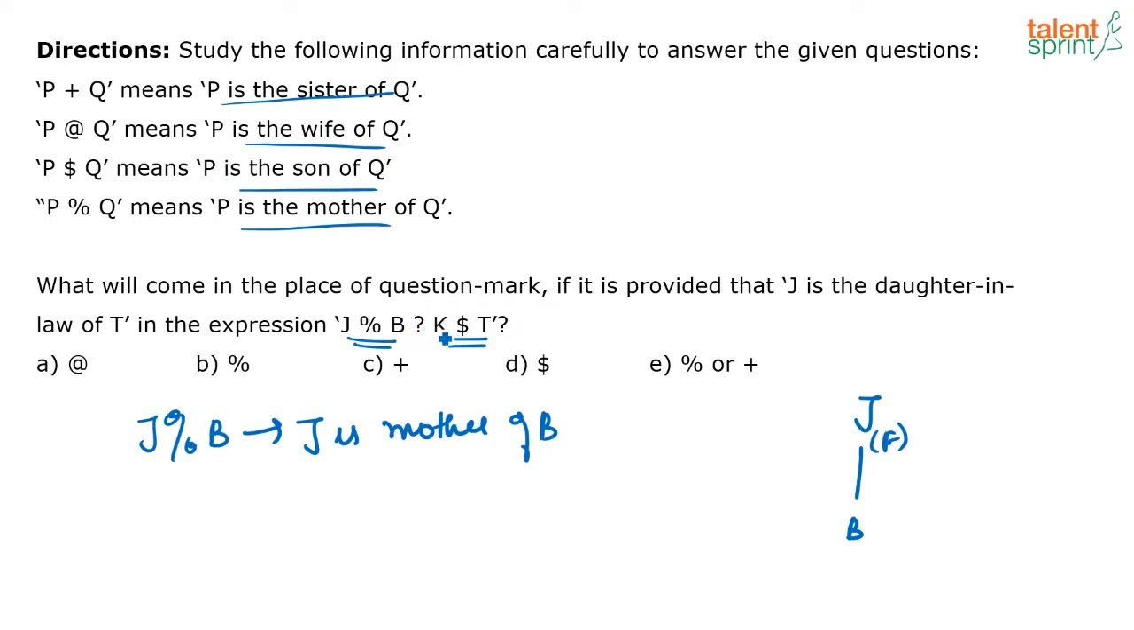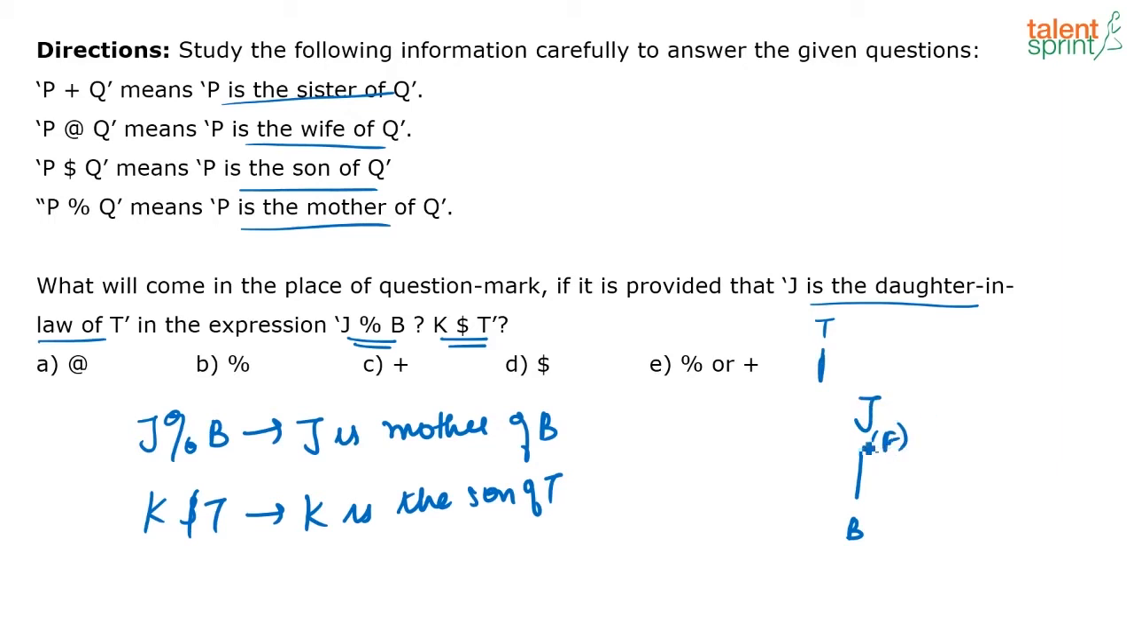Okay, they have also given that K dollar T. So, K dollar T means what? K is the son of T. Now, in the question they have also given one more information. J is the daughter-in-law of T means basically T has a child. And it is given that J is a female.